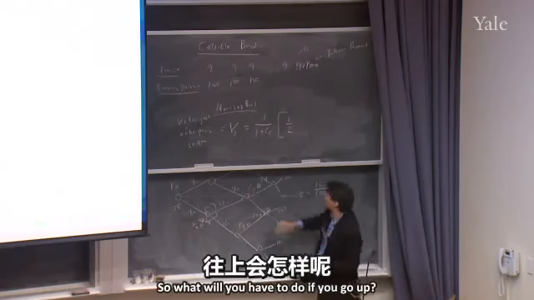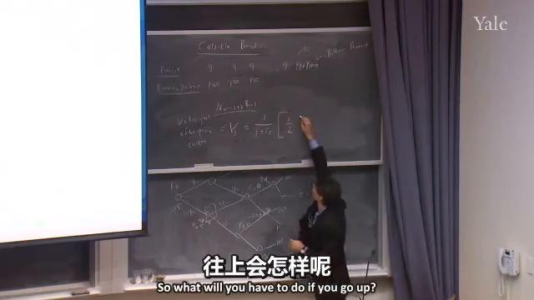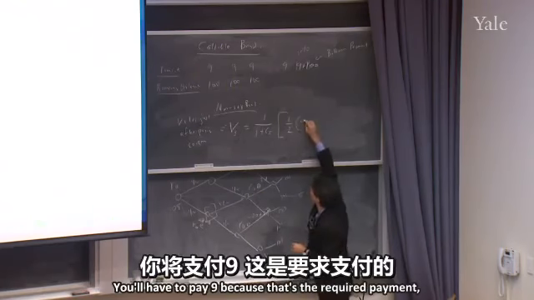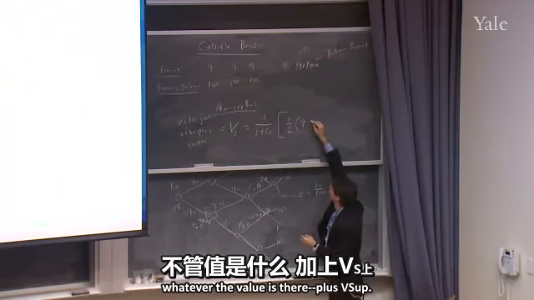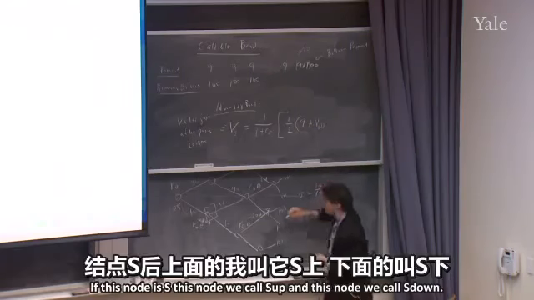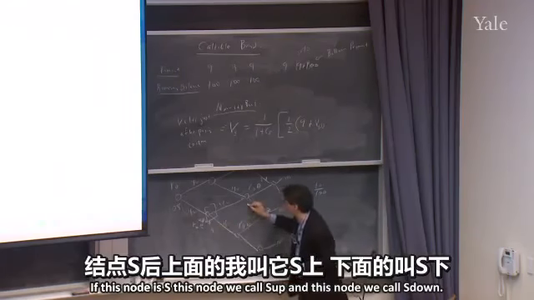you'll go up, okay? And so what will you have to do if you go up? You'll have to pay 9, because that's the required payment. And then you'll be left in the same situation, except that you'll be at the up stage, whatever the value is there, plus VS up. Okay, if this node is S, this node we call S up, and this node we call S down.